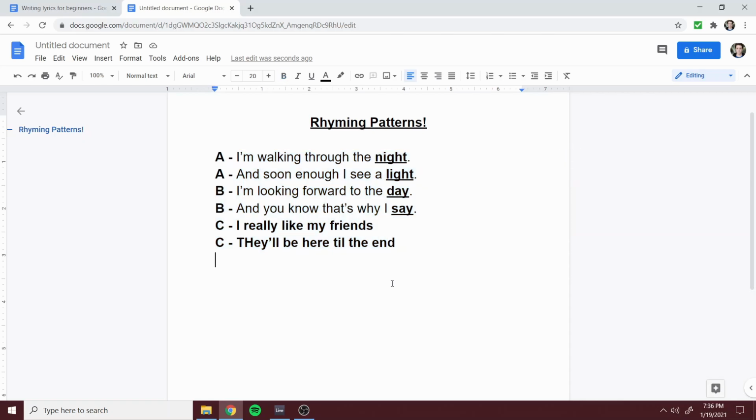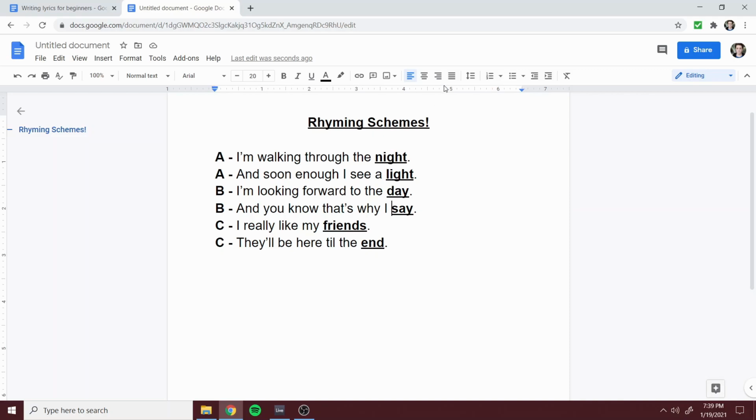it would become D. Okay, so this is super similar to what I was just talking about, but this time the A, B, B, C, C isn't important right now. What's important is the actual words that you end on, which are right now night, light, day, say, friends, and end. A lot of these rhyme with each other, and so those are called rhyming schemes.